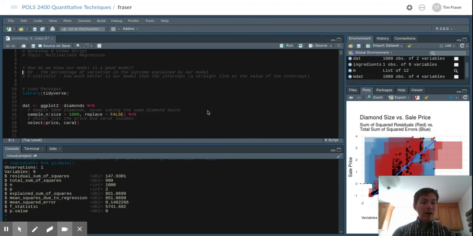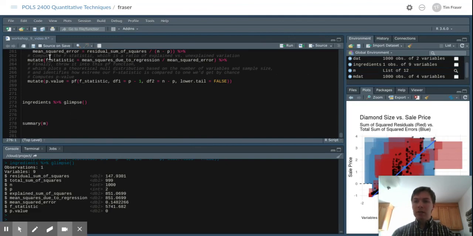You could have a low R squared and a high F statistic, and that means that even though we haven't explained all the variation in the data, even though our R squared is low, our model still significantly explains the variation better than a straight line would. Okay, so it's still a useful model.